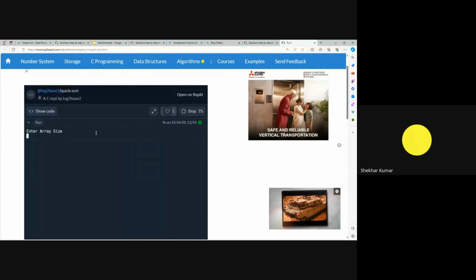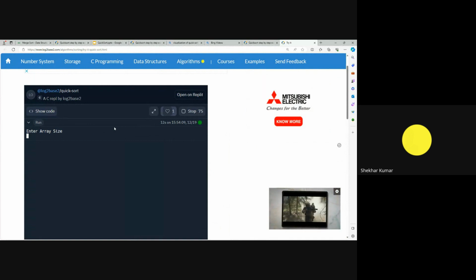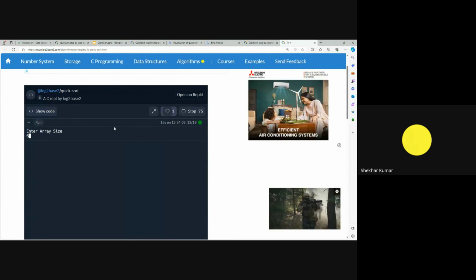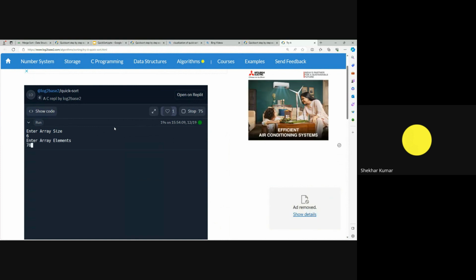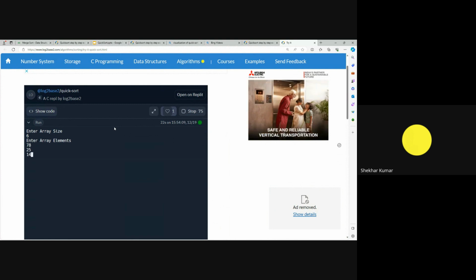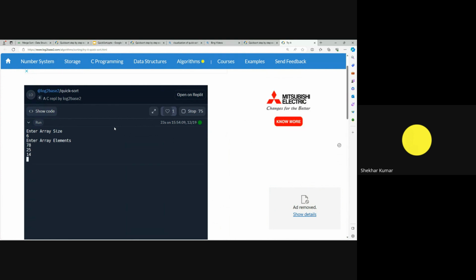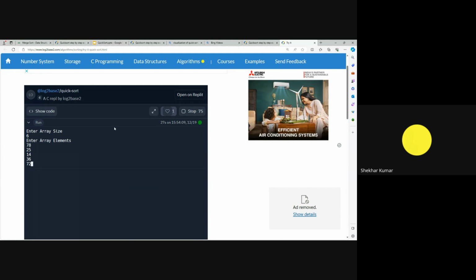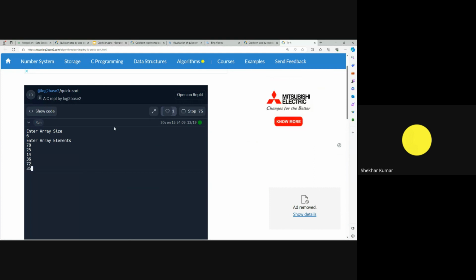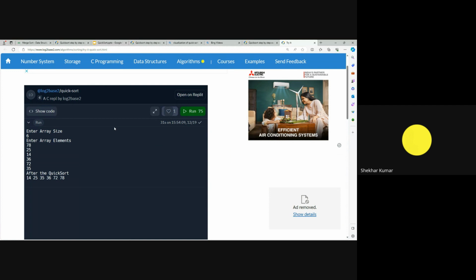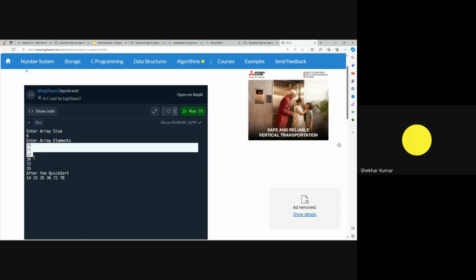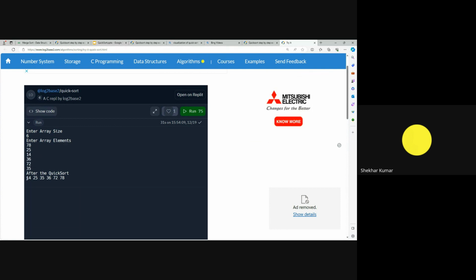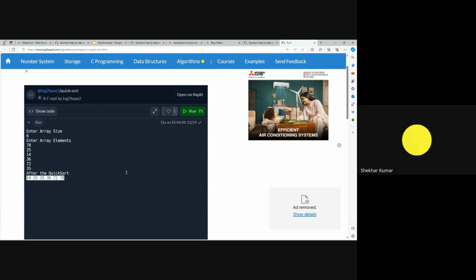Here you can see on the console, enter the size of array. Suppose the size of the array is 6. We have entered the elements 78, 25, 14, 36, 72, 35, 21. Okay, these are the elements which we have entered in the array. After entering the elements, the partition is performed and the sorted elements are these.